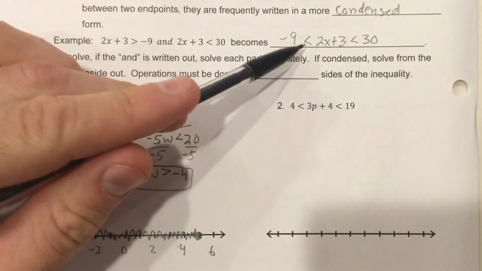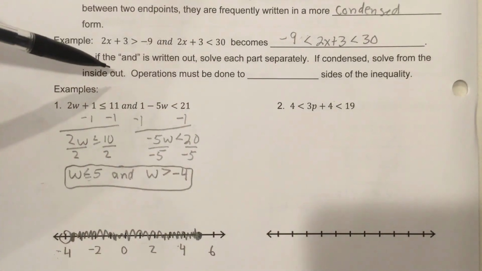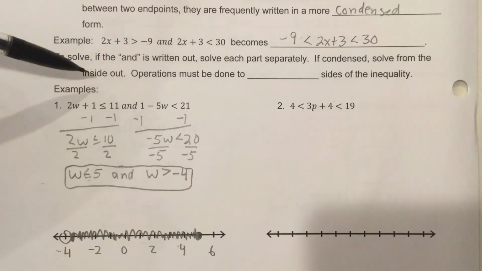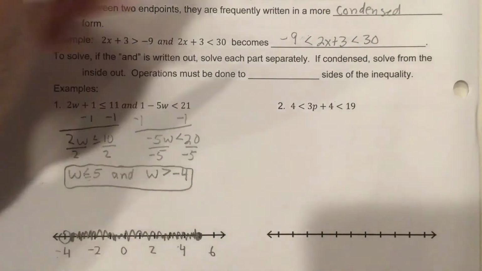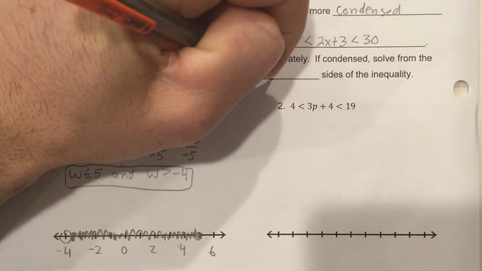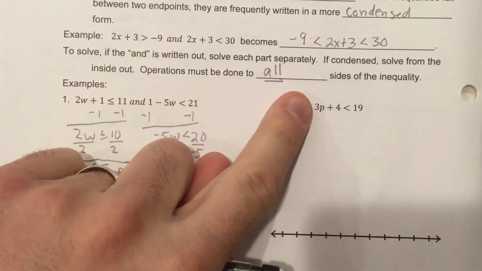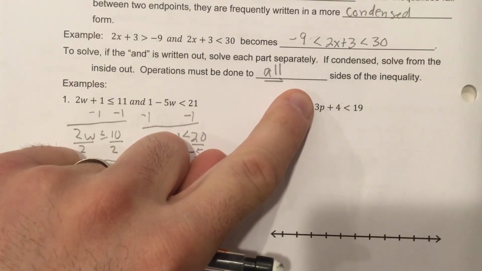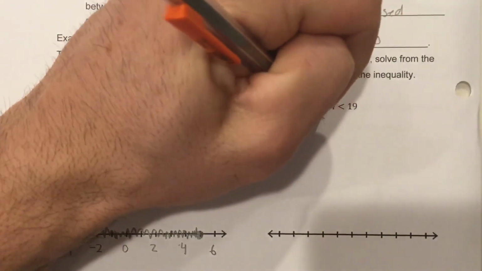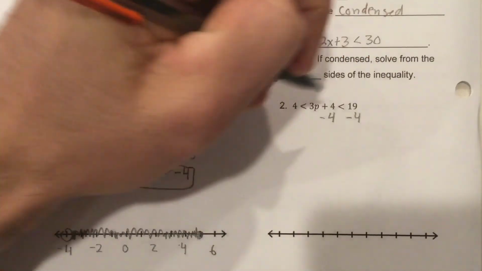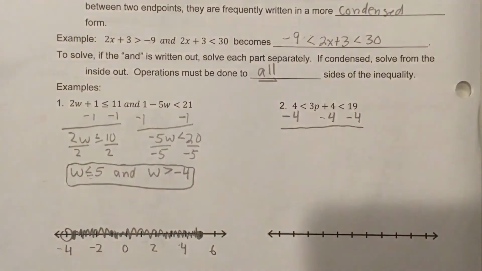If it's condensed, like this one, where it's just one line with no word in between, solve from the inside out, inside meaning right in the middle. Operations must be done to all sides of the inequality. Focus on the middle here, and it might help to think: if I didn't have this, what would I do first to get that p by itself? Well, the first thing you do is subtract 4. But now you're subtracting 4 from all the sides, so I subtract 4 from the left, the middle, and the right.